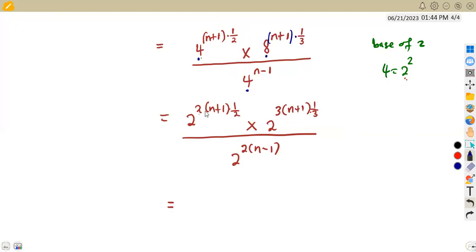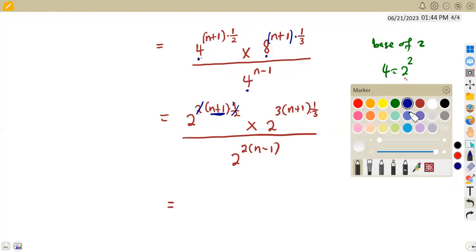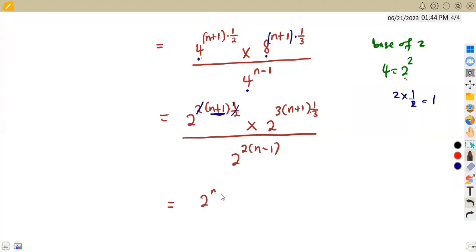These are just numbers, so you can multiply 2 and a half, which gives us a 1. Remember, 2 times a half, that's a 1. So we are remaining with a 1. So 1 times n minus 1 is just going to remain as n minus 1. So this is going to be 2 to the exponent of n minus 1 multiplied by the same thing here. 3 times a third cancels, that's a 1. So you're going to remain with n plus 1. So this will be 2 to the exponent of n plus 1.